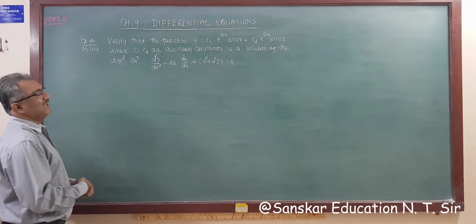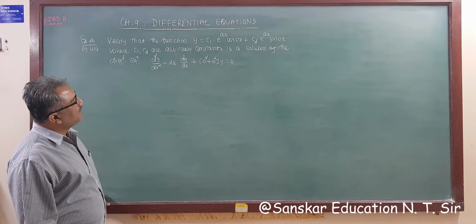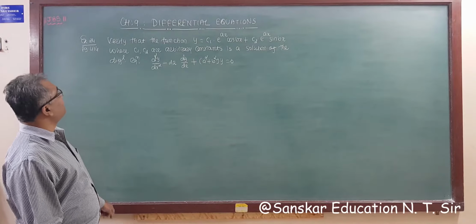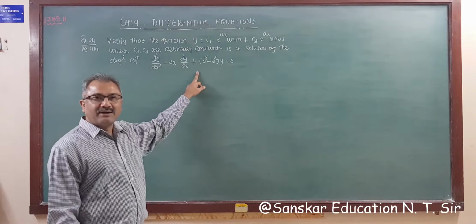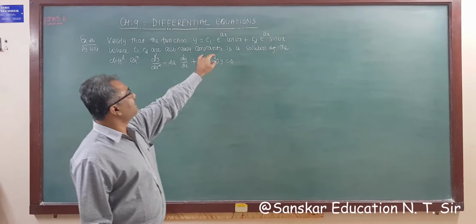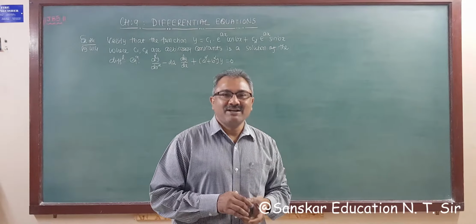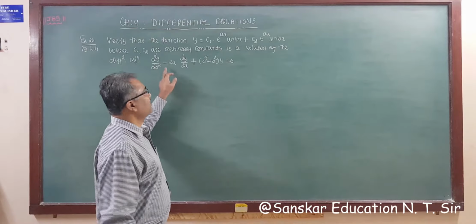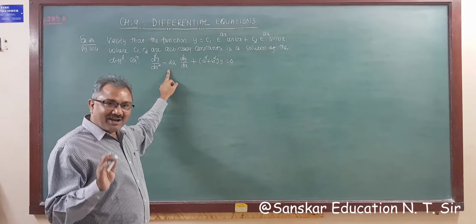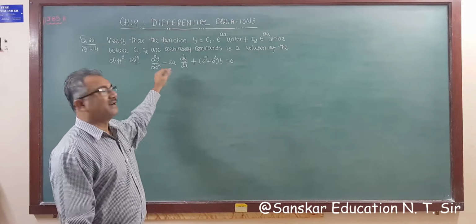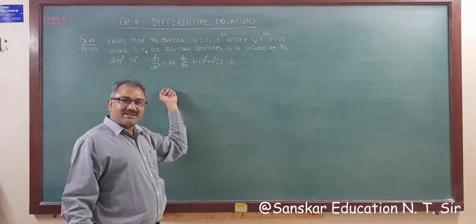Example 24, page 414. Verify that the function y is equal to c1 e raised to x cos bx plus c2 e raised to x sin bx, where c1 and c2 are arbitrary constants, is a solution of this differential equation. As you know, here two arbitrary constants c1 and c2 are given. So we have to differentiate this function two times to get the solution of this. Or in other words, we have to solve a question of derivative: y is given, then prove this, because this is a solution of this differential equation.